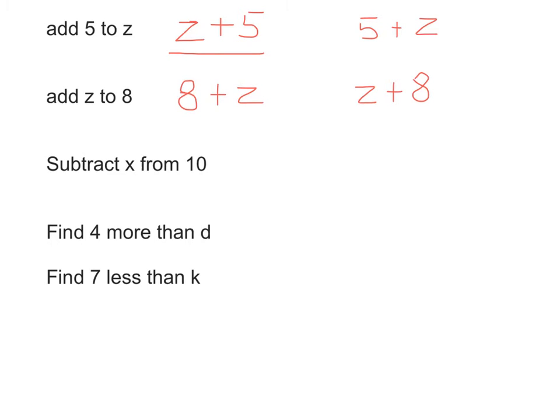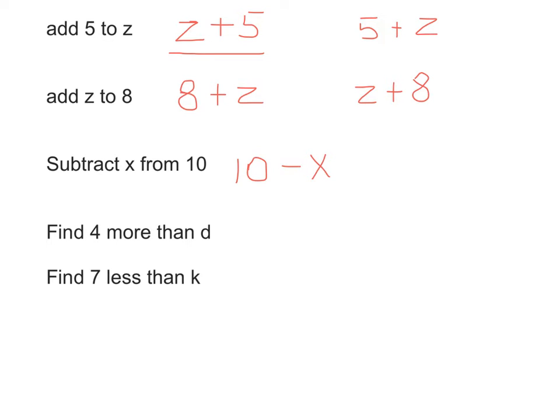Subtracting X from 10 means I start with 10 and subtract X, whatever X is. This one cannot be written the other way because 10 minus X is not the same as X minus 10. You would get a possibly negative number if X was bigger than 10. So subtraction is not commutative, meaning you can't do it backwards like you can addition. If you can do it backwards, it's called commutative, and you can do it if you get the same answer.